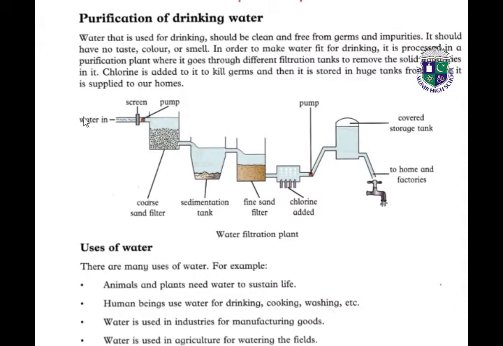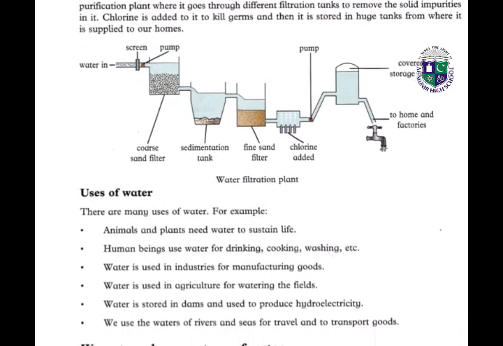Water will come inside. Here we have the screen, here we have the pump. Now this is the coarse sand filter, from where sand particles will be filtered out from the water. Then we have the sedimentation tank. Here different other particles will be removed. Then we have the fine sand filter. Then chlorine is added here. Then through a pump it goes into the storage tanks, and then from the storage tank it comes into our homes and factories.